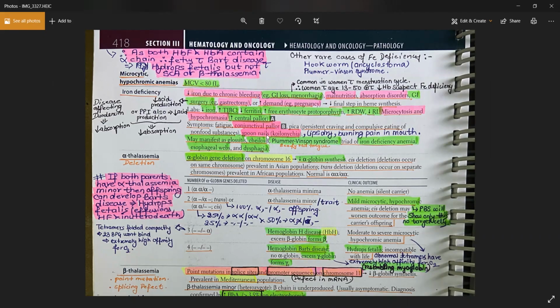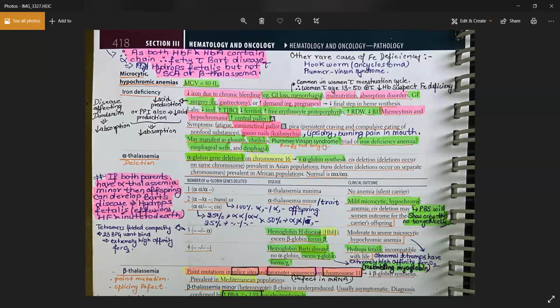Spooning of nails is there, which is known as koilonychia, right? Your lips will become dry. You will have the burning pain in the mouth also. You will also have glossitis. You will have cheilosis. And sometimes you can also have Plummer-Vinson syndrome. If you remember, you have the esophageal webs in it, with iron deficiency anemia and dysphagia, right? And specifically in Plummer-Vinson syndrome, you will also have the beefy red tongue.